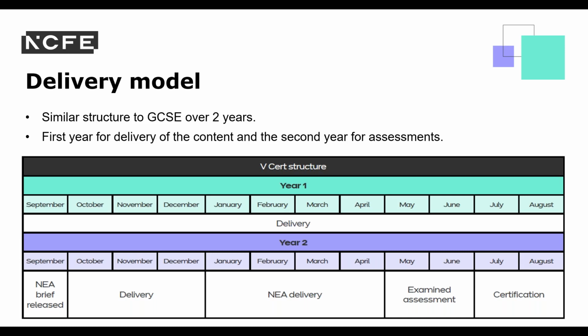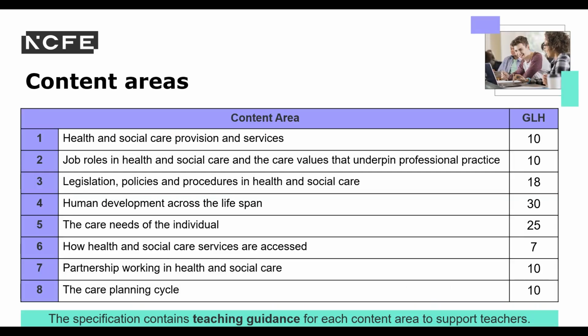It can be delivered over 3 years, as some centres might want to start delivering it in year 9, although we do recommend a 2-year delivery model so that it coincides with GCSEs. There is one unit that contains 8 content areas for health and social care, and the specification includes the indicative content and teaching guidance that will help support your delivery.